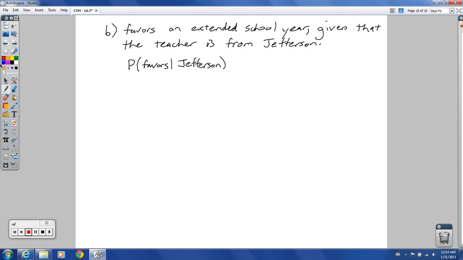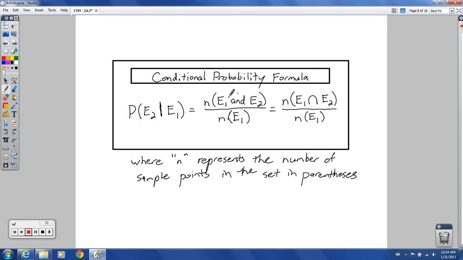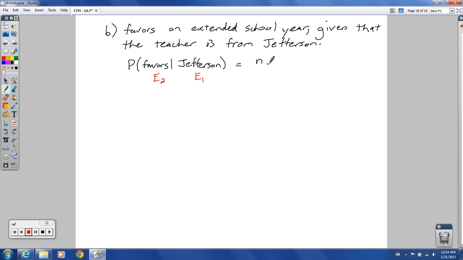So in your different color, under this, let's put E2. We're given Jefferson, so we're going to call that event 1. So given Jefferson, what's the chance that the second thing will happen, that they'll favor an extended school year? So this would equal, in terms of our conditional probability formula, we'll write it like this right now. So the number of possibilities in E1 and E2 divided by the number of things in just E1.